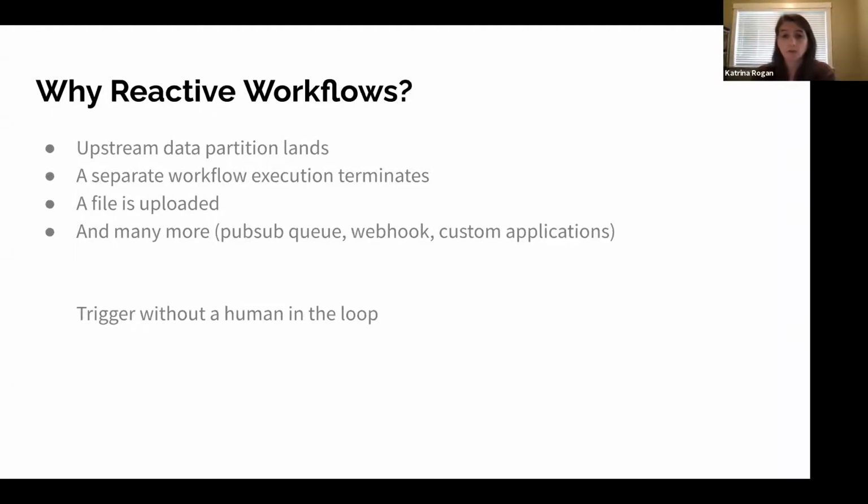And there are tons more examples of this: different sorts of pub sub queues on different cloud providers, webhooks, web applications, and custom applications like Slack or Stripe or GitHub or even more. If some event happens in one of these applications, you want to trigger a Flyte workflow execution. What these all have in common is that you're waiting and polling on an external event to trigger execution, as opposed to having a human sitting there and clicking execute.